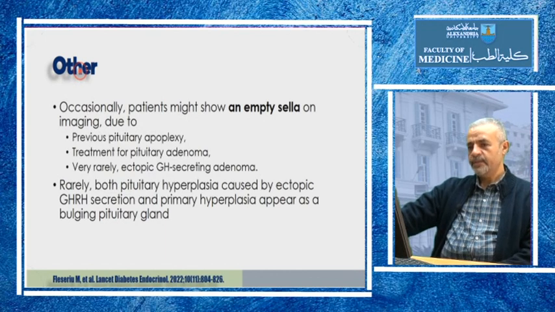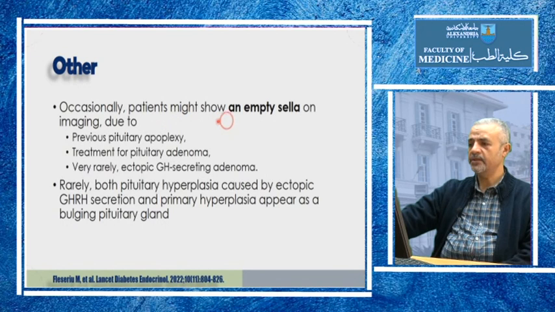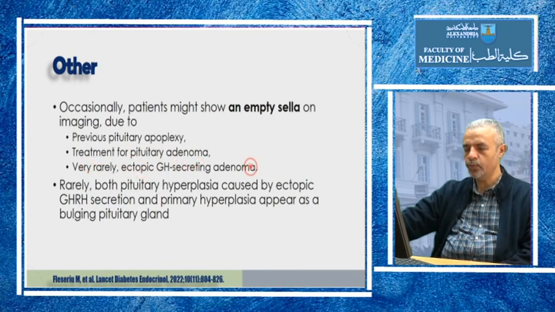Two other imaging phenotypes can be present in less than 1% of the patients. The first would be an empty sella. This may have occurred due to previous pituitary apoplexy that I have explained before, or after surgical treatment for a pituitary adenoma, or due to an ectopic growth hormone secreting adenoma.